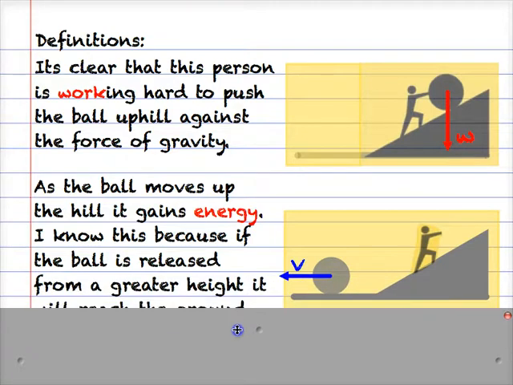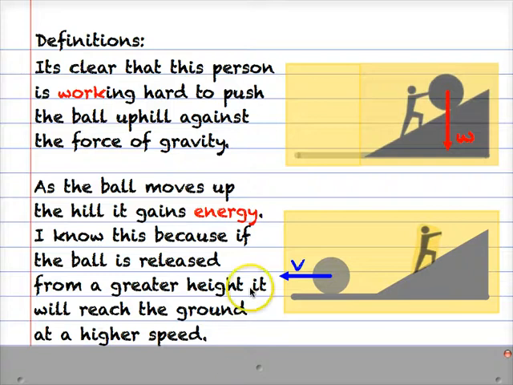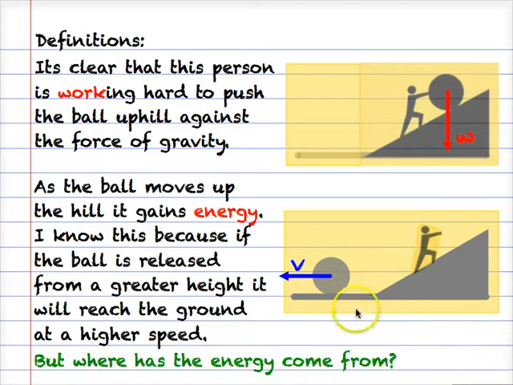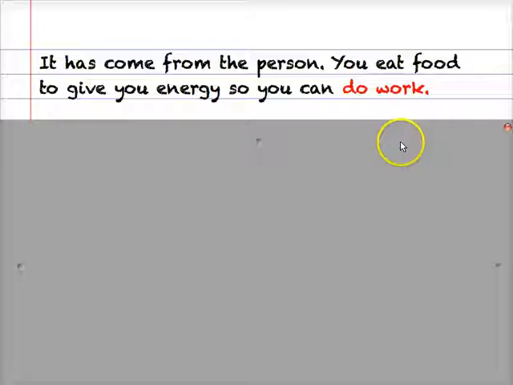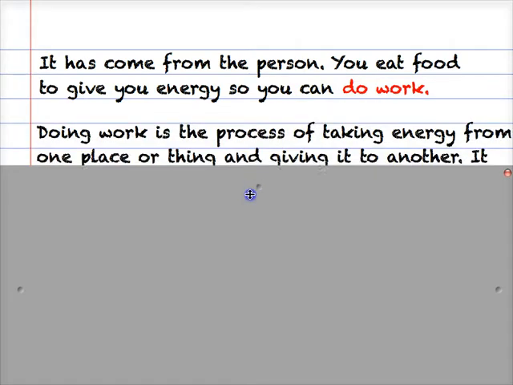And I know this because if the ball is released from a greater height, it will roll down the hill and it will reach the ground at a higher speed. v will be greater if we drop it from a higher height. But where does the energy that the ball has actually come from? The energy comes from the person. And where does the person's energy come from? It comes from the food you eat, so that you have energy to do work.